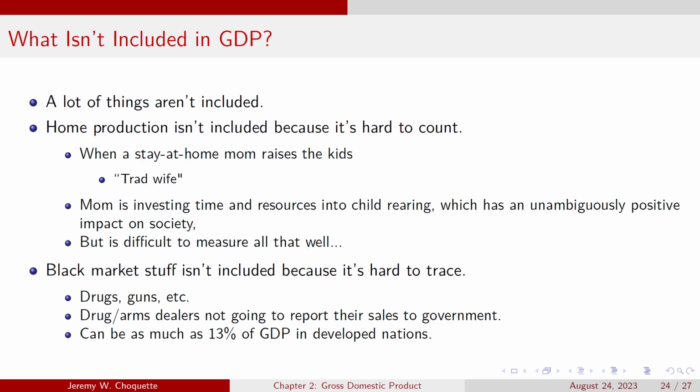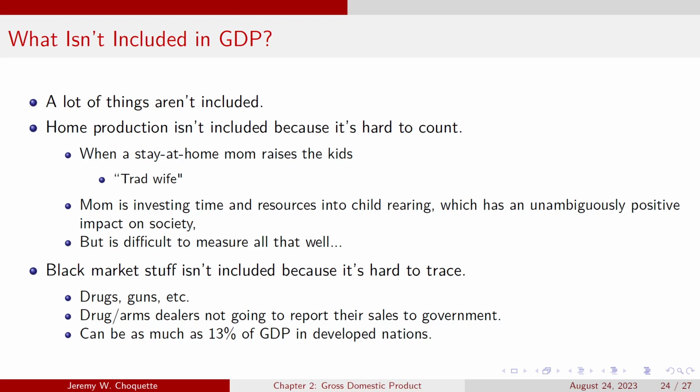Now, what's not included in GDP? We've gone through the different ways to compute GDP and different ways to compare these computational methods. And that's all fine and dandy, but what about from the economic side of things, instead of just the math? What's not included in there that maybe should be? It'd be nice if it could be, right?